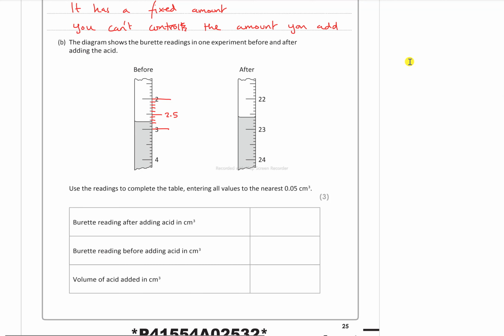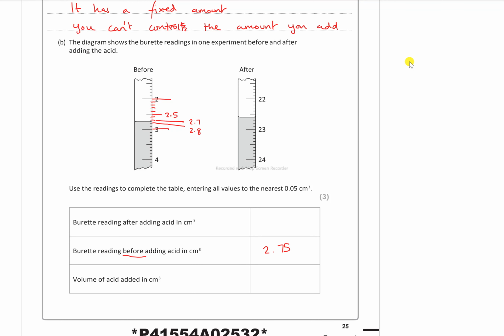Right, so before would be 2. So that there is 2.7, that there is 2.8, and it's in between, so we can write 2.75.